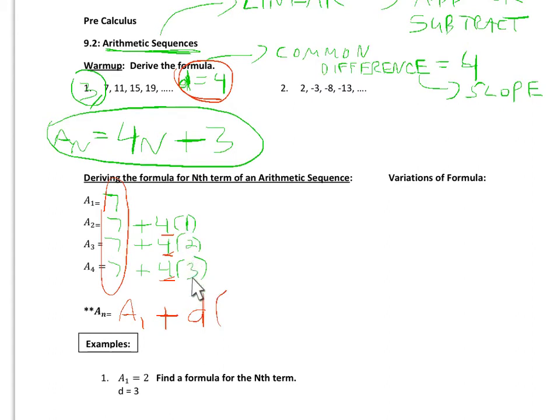These numbers, 1, 2, and 3, like 3, that's 1 less than this 4. 2 is 1 less than the 3, which means the third term we want to find. 1 is 1 less than the second term we want to find. So if I'm saying this is n, then here it's got to be 1 less than it. So this is just n minus 1.